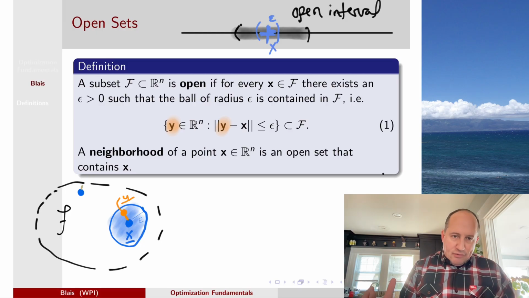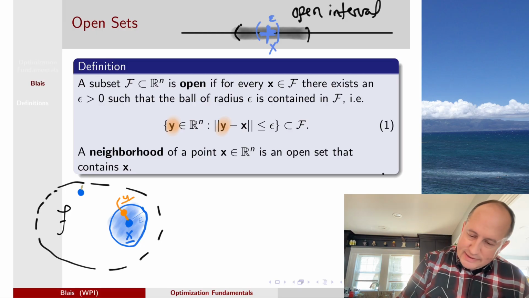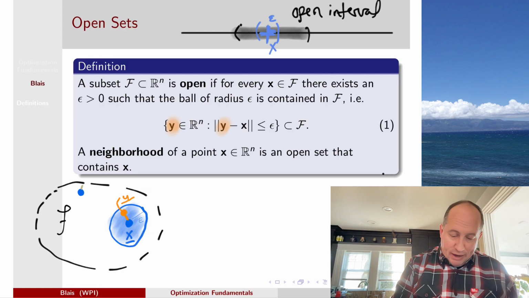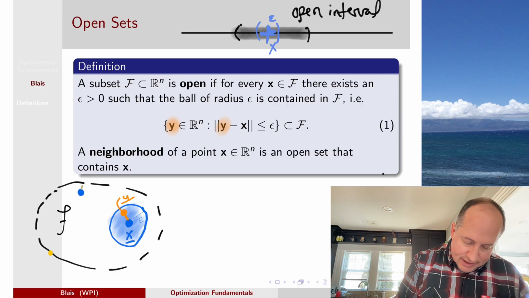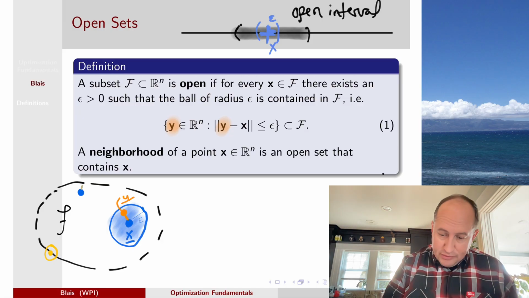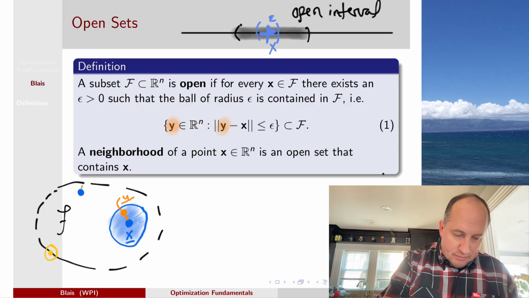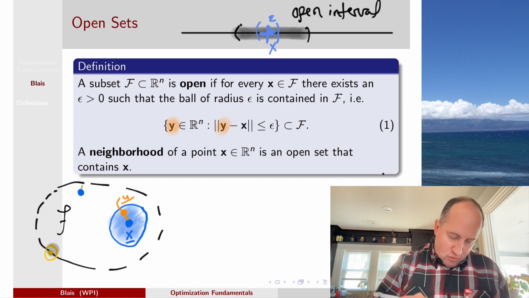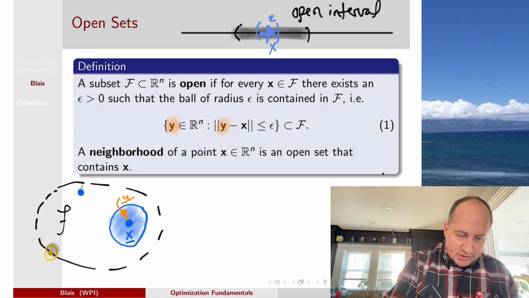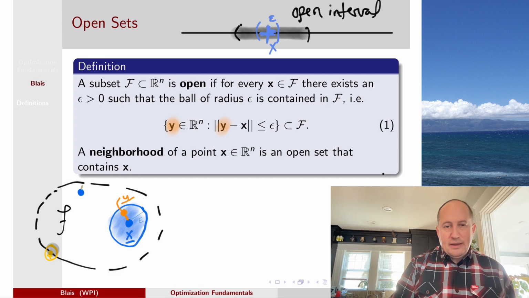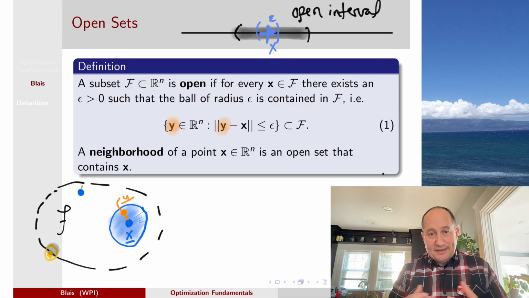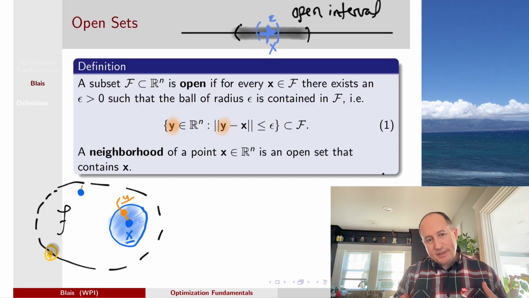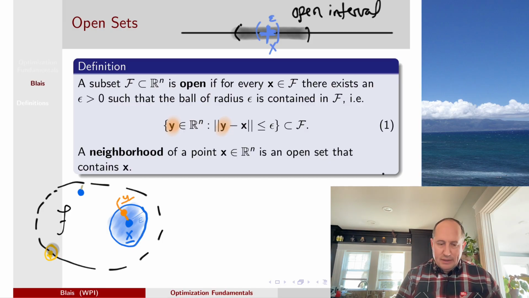Another way you can think of it, in Rn, it's a set that does not contain its boundary. So if you pick a point on the boundary, the way we define a boundary point, by the way, is any ball that you put around your boundary point contains points in the set and also points not in the set. And we can think of an open set in Rn as a set that contains none of its boundary points. So that's a nice intuitive way to think of this. But this is our formal definition.